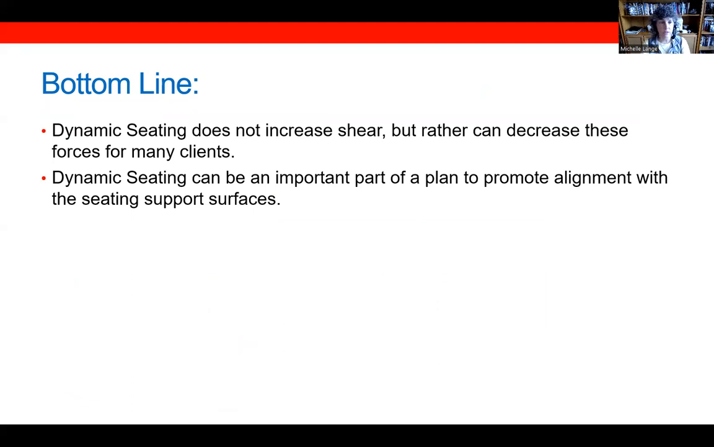So bottom line, dynamic seating does not actually increase shear, but rather can decrease these forces for a lot of clients. Dynamic seating can be an important part of a plan to promote alignment with those seating support surfaces.